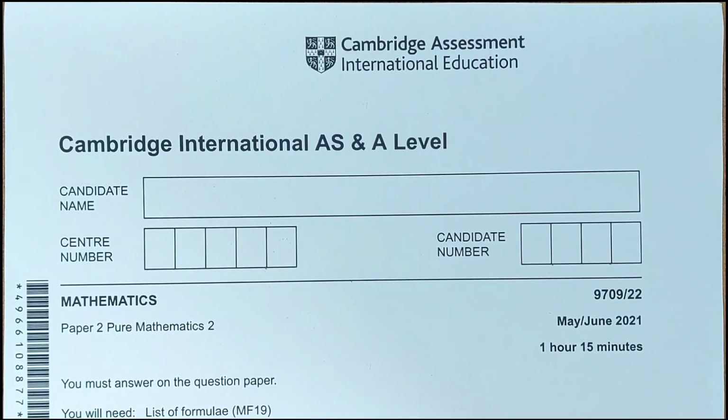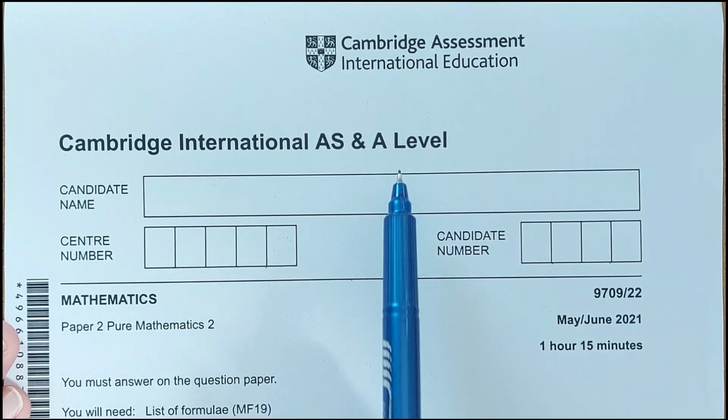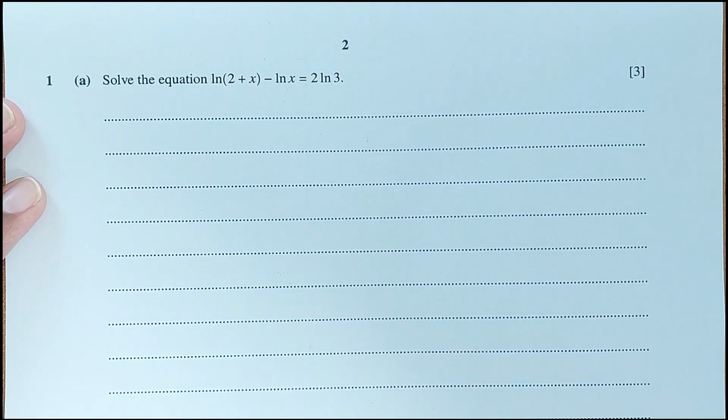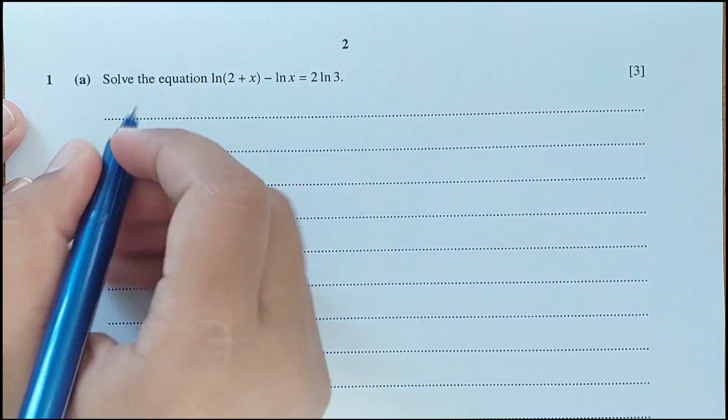Hi everyone, in this video I'm going to solve A-Level Pure Mathematics Paper 2, May-June 2021 session, Paper 2-2. So let's start with the first question. Question number 1, part A, solve the equation.